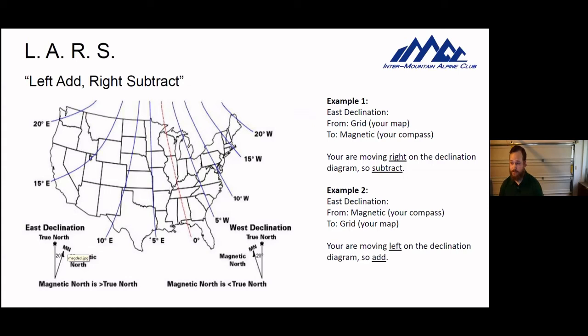If, say for example, I used my compass and I shot an azimuth to, say, a mountain peak or something like that, and I wanted to convert that azimuth and put it on my map, I would be moving from magnetic to grid. That's a leftward movement, so I would add. So whatever number I got from my compass, by shooting that azimuth, I would add 20 degrees to it, and then I would draw that line on a map. And that line should intersect with the peak.